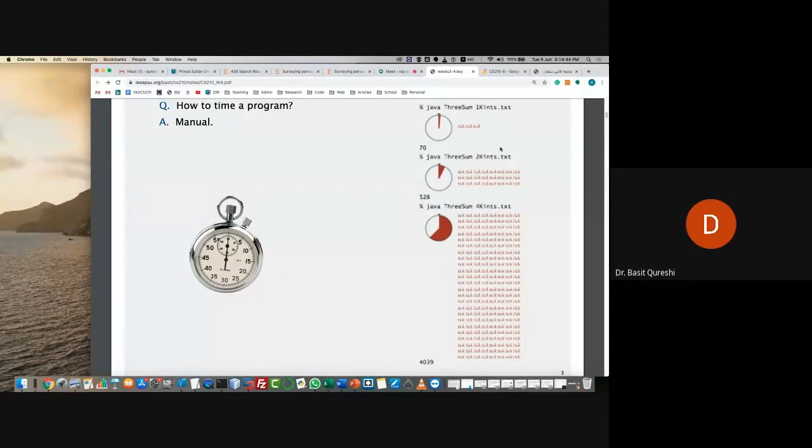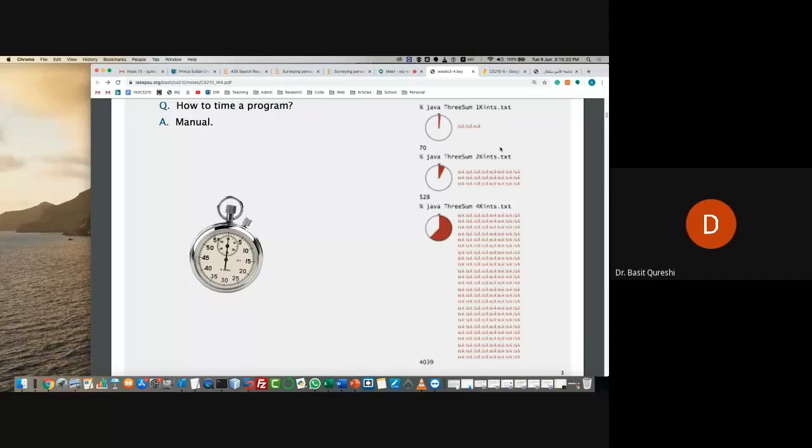First, we run this program with a file that contains 1,000 integers. After I run it on this computer, let's say it took 17 milliseconds. Then I repeat the same thing, calling the same program with a different file. This file contains 2,000 integers. It took 528 milliseconds. Again, I repeat the same experiment with a larger data set. This time I'm using 4,000 integers, and it took 4,039 milliseconds.